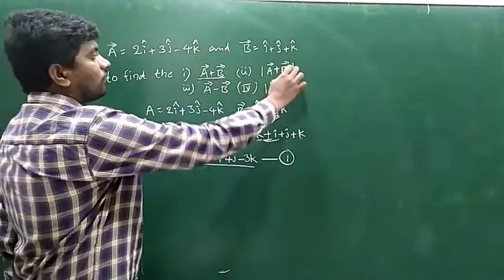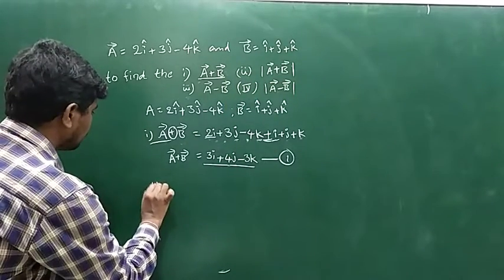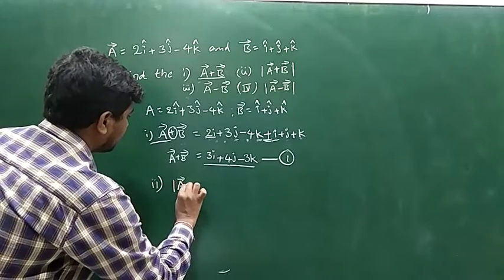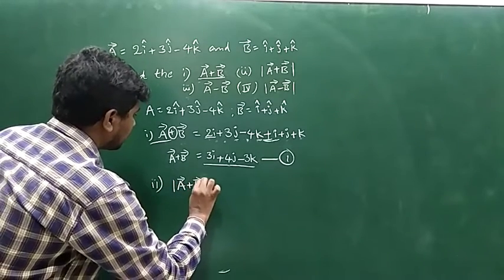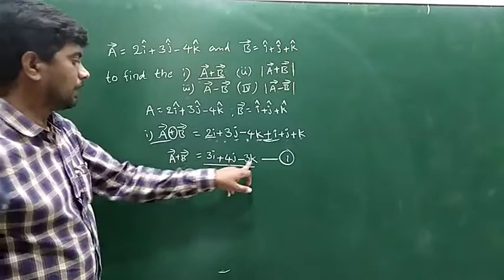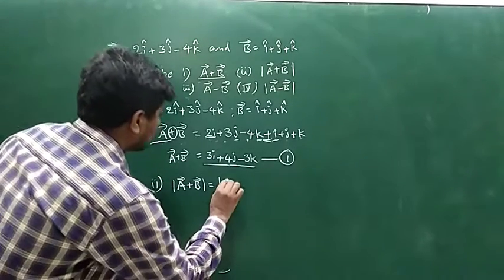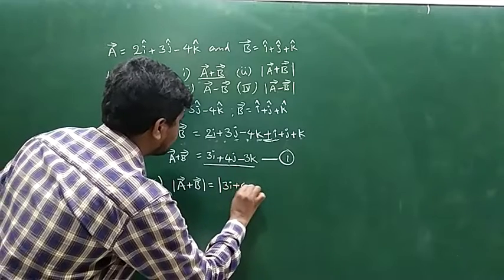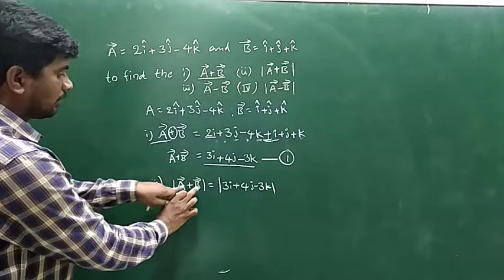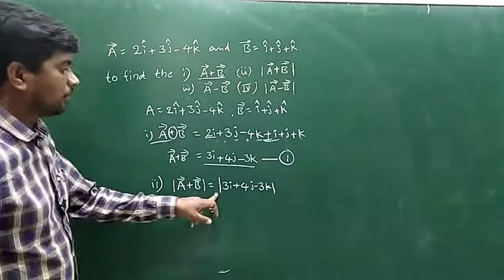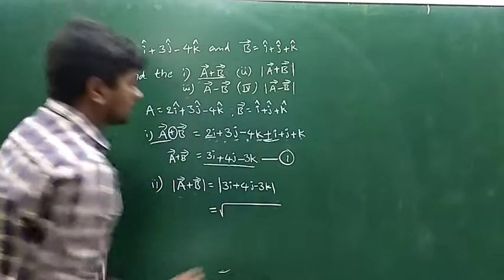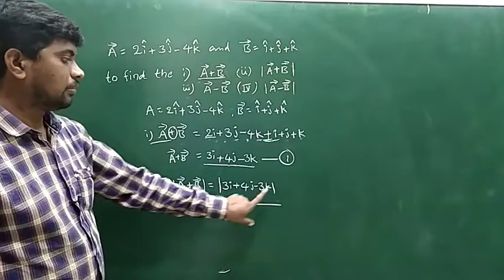The second one is the magnitude of a plus b bar. The second problem is mod of a bar plus b bar. First of all, a bar plus b bar is equal to 3i plus 4j minus 3k. This is the mod of a bar plus b bar. To find out, mod means magnitude. To find out the magnitude, the formula is under root of ax square plus ay square plus az square.